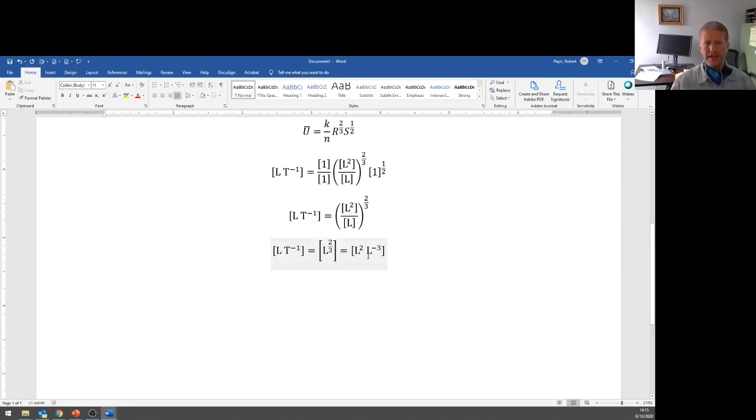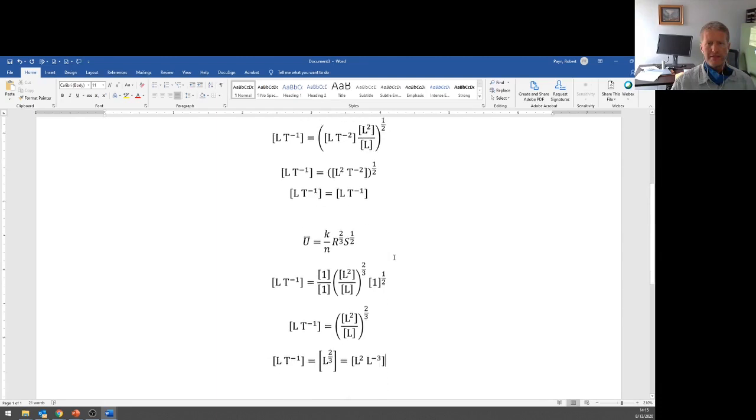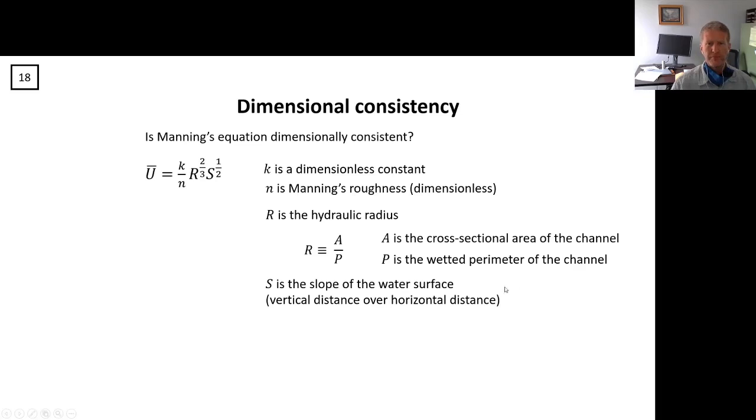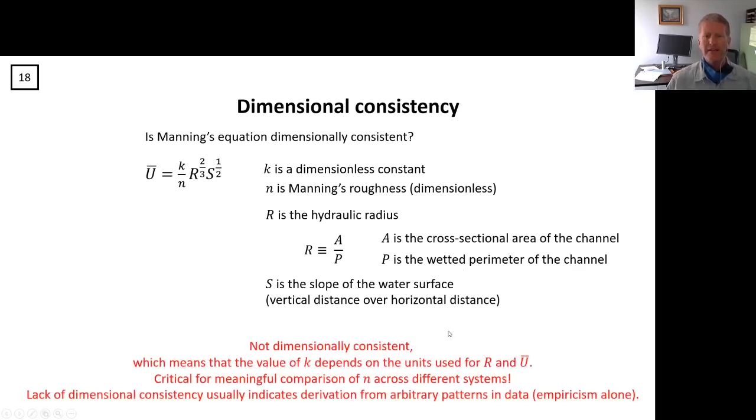So clearly this doesn't work out. We don't even have time on this side of the equation to give us this length per time for the velocity on this side of the equation. So this Manning's equation is not dimensionally consistent. As a matter of fact, that k also depends on the units. So the way that they get around making n be the same Manning's roughness, no matter what system of units you use, is to say, well, you need to use a different k depending on the unit system that you're using for r, s, and for the resulting u.